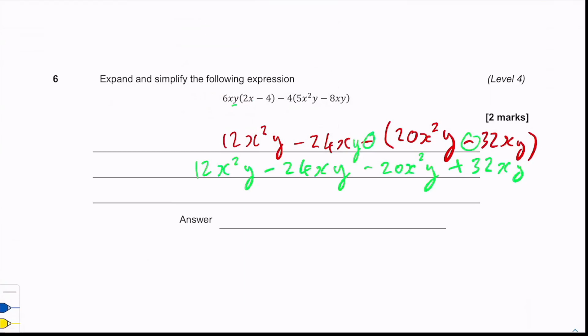Final thing is to collect like terms, and then we'll be all done. So we've got negative 8x squared y, and then we've got plus 8xy, so I'll put the 8xy at the front so it's a bit nicer. So the final answer is 8xy take away 8x squared y.